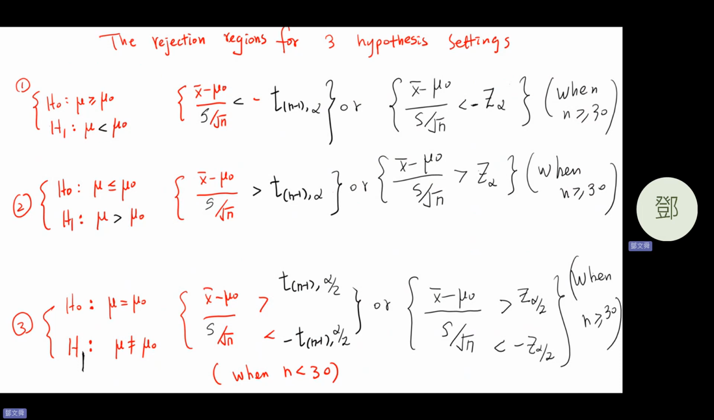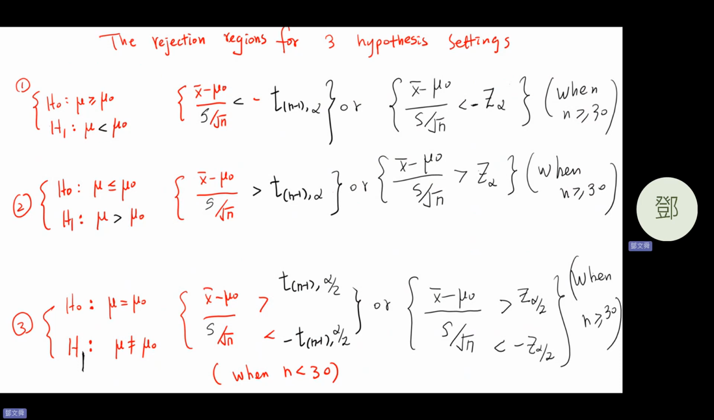1, 2, 3, 4. Which one happened? The third one happened here. This one. Okay. This inequality holds. Understand? This one holds, so it falls in the rejection region. So you have to reject the null hypothesis.